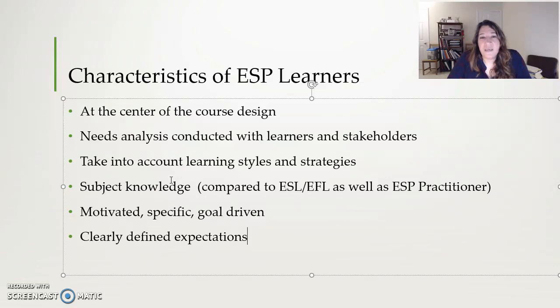The same goes with the knowledge of the ESP practitioner. Not necessarily, as we have been seeing, do they have the subject knowledge, and that's why we've been discussing that it is not the easiest job to have, because we need to familiarize ourselves with the content. We know the language piece of it, but the content is also important. The core of the whole discussion is how we teach the content through language.